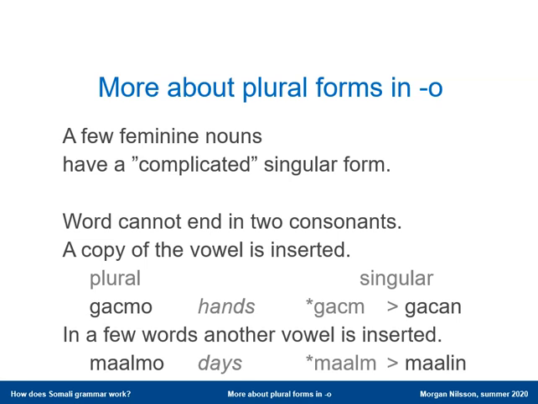There are a few exceptions to this principle of copying the vowel already present in the stem. So there are a few words with another vowel inserted, usually i, like in the word for day, plural malmo. So the stem is malm, but again it ends in m. That's impossible. We need to change it into n, and we need to insert a vowel between the two consonants. And in the end we get singular malin.